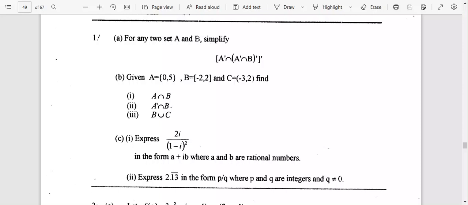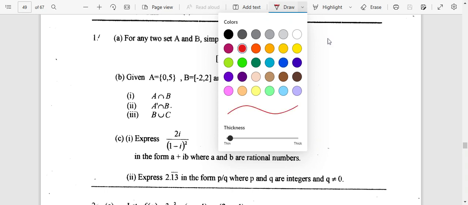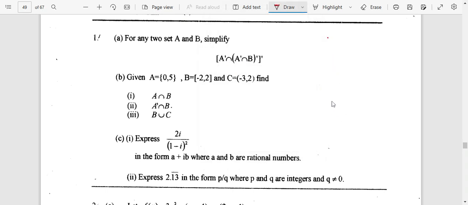All right, here we are, question 1. For any two sets A and B, simplify A complement intersection (A complement intersection B complement) complement. Now, as usual, when you are simplifying this, first distribute the complement that is outside everything. So I'm going to get this complement which is outside everything and then distribute with the inside.